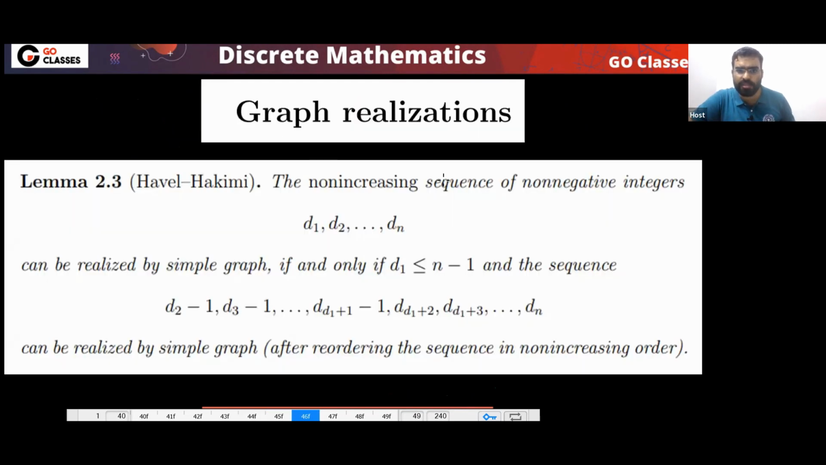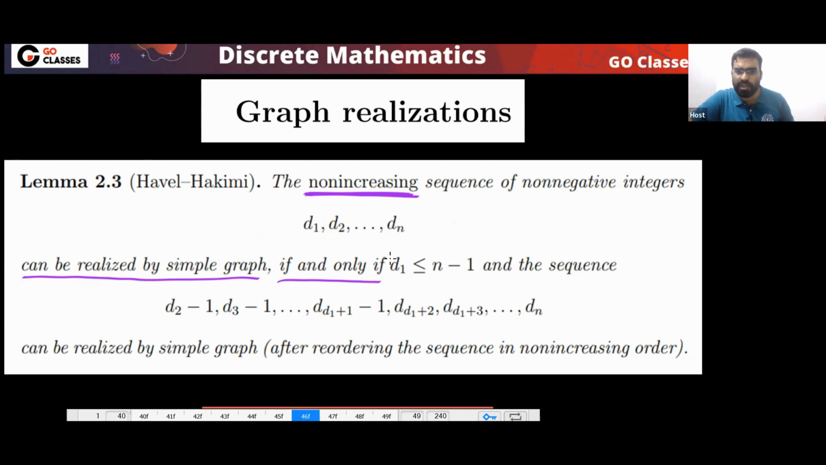This Havel-Hakimi theorem is a recursive theorem. It says that you have a non-increasing sequence of non-negative integers. This sequence can be realized by a simple graph, meaning it is graphic, if and only if you delete this vertex.